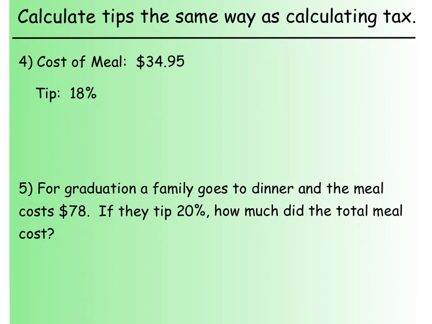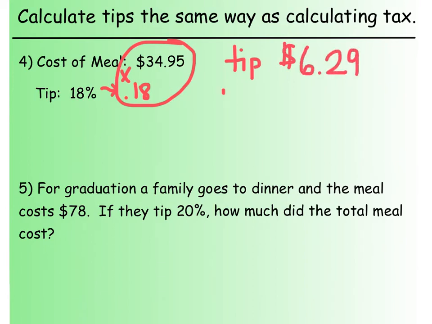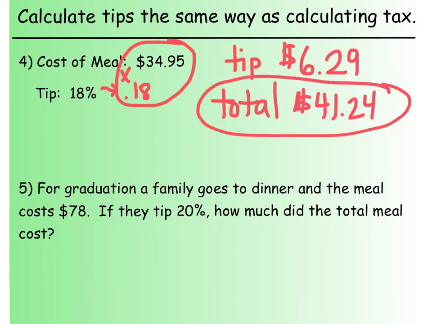Change your percent to a decimal and then multiply it by the cost of the meal. That's going to give us $6.29. So the amount of tip we want to leave is $6.29. Now if we want to know what our total bill is going to be after we add that in, we're going to add $34.95 and $6.29. That gives us a total of $41.24. So that's the total amount of our bill.